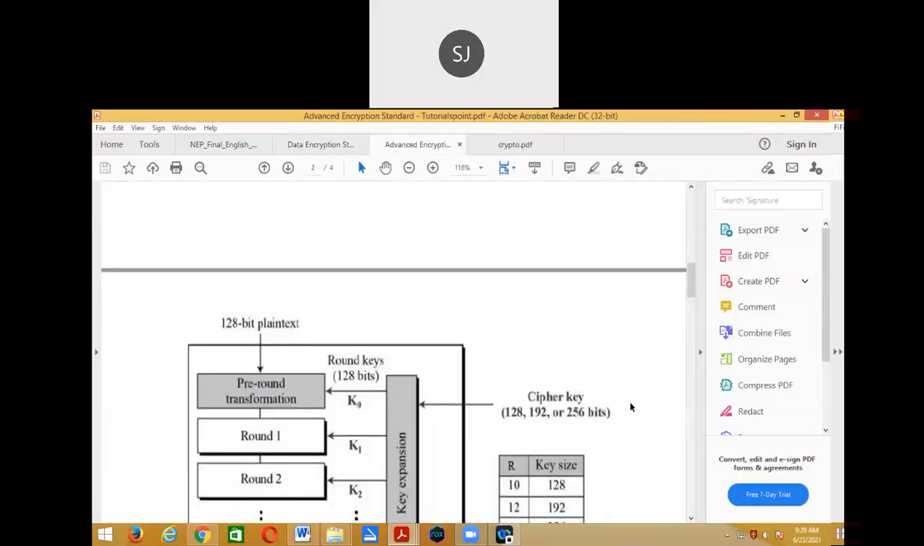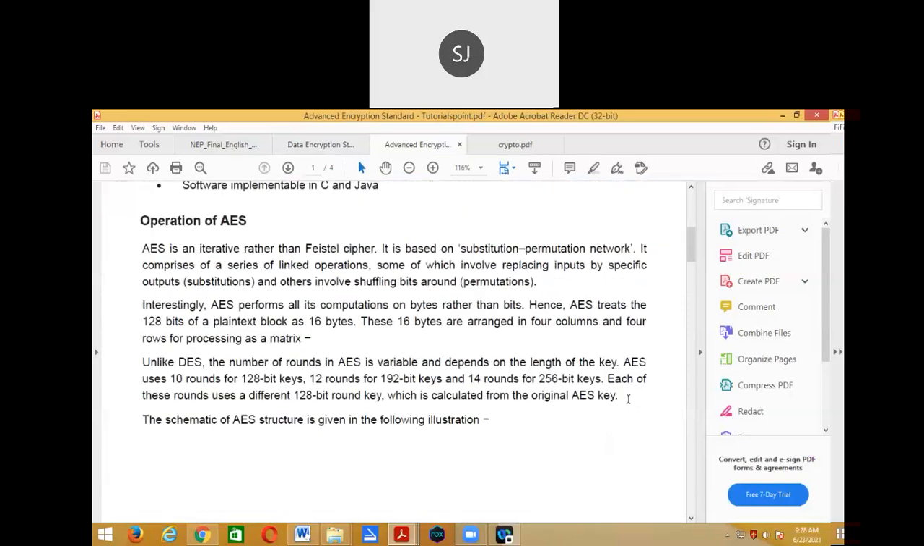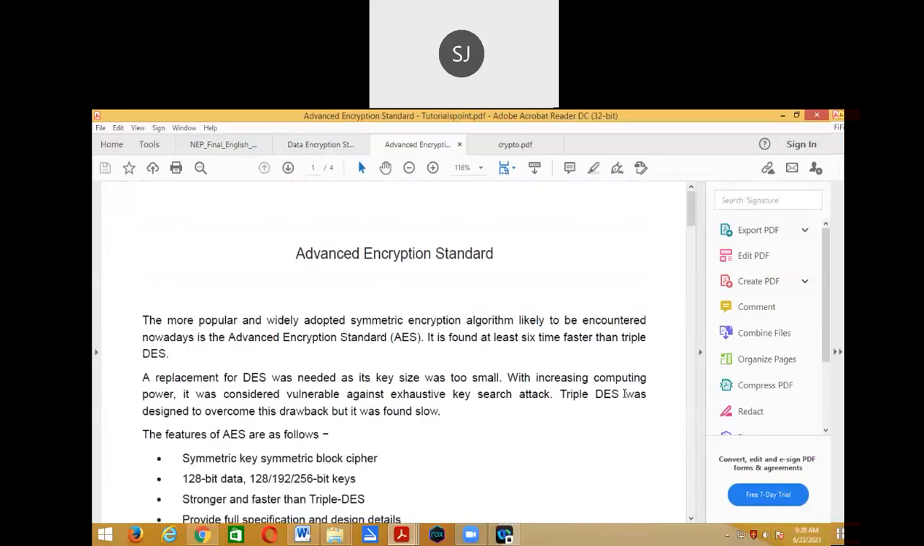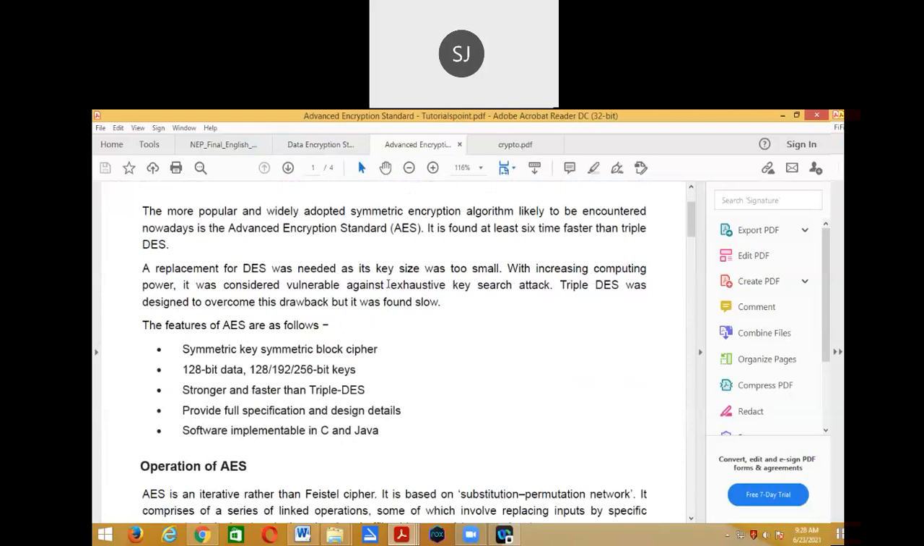We'll go to the next block cipher, that is the Advanced Encryption Standard. So the disadvantage of the Data Encryption Standard is, what is the key size for DES? It is a 56-bit input key. That key size is very, very small. Whenever the key size is small, it is very easy to break. That is why the advanced version of it is taken, that is the Advanced Encryption Standard.